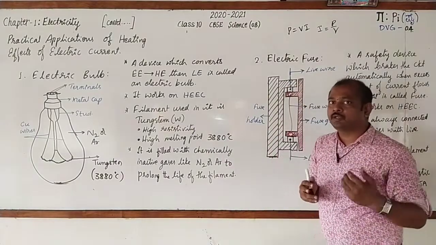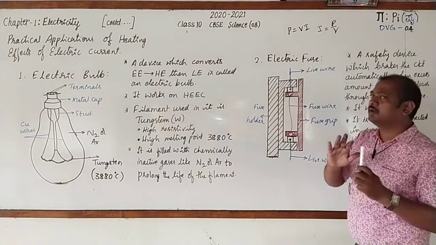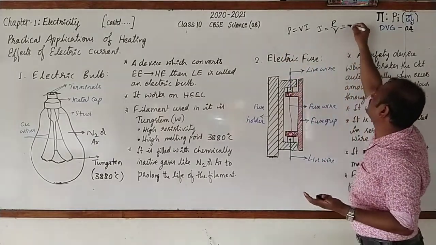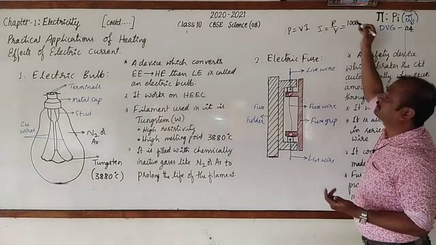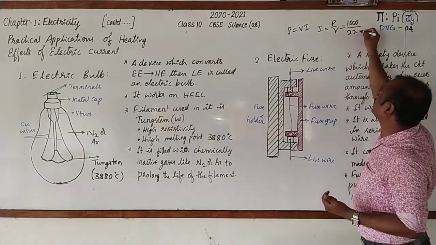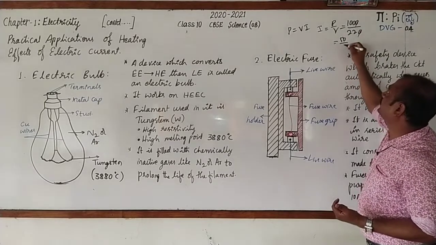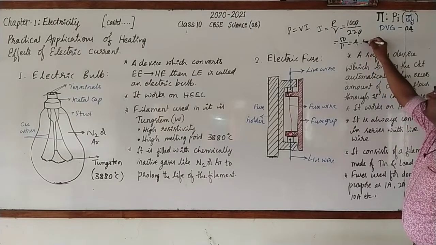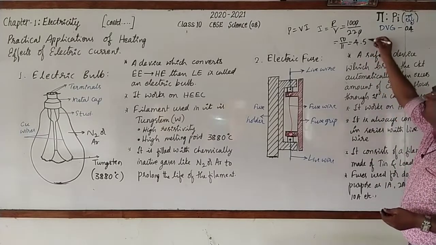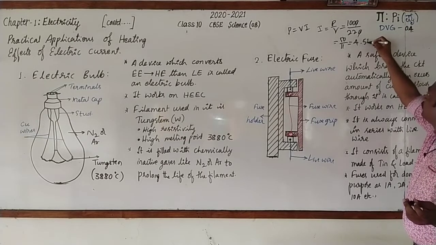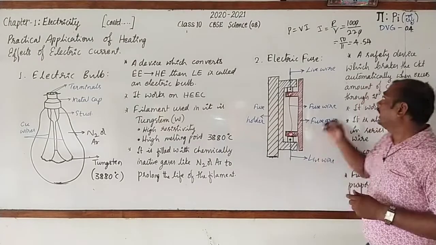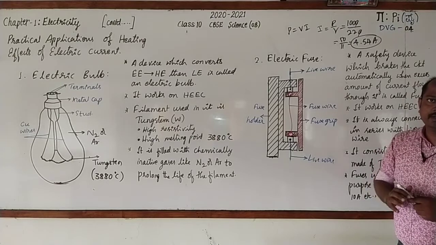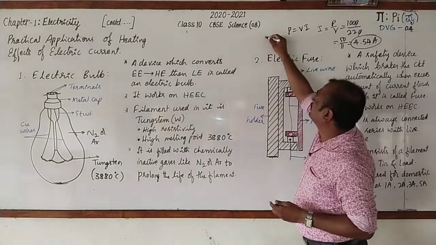The required amount of current, according to your need, assume it is just about 1 kilowatt, nothing but 1000 watt. See here, 1000 watt divided by 220. 0, 0 get cancelled. Then this is 50 by 11. 11 4s are 44, 6 will remain, it becomes 60. Then 11 5s are 55, 5 will remain, 50. Then 11 4s are 44. So it is 4.54 amps. So this much rating fuse is required. Did you understand?